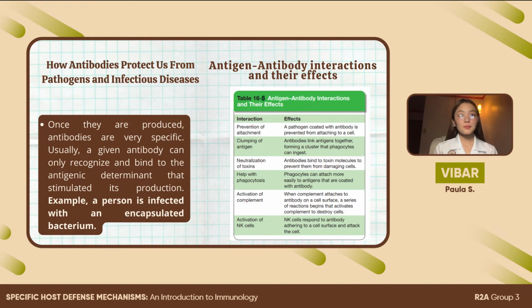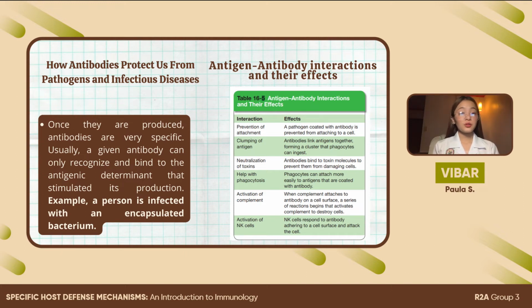That person's immune system responds by producing antibodies against the capsular polysaccharide molecules. The antibodies attach to the capsule. This makes it possible for the phagocytes to bind the encapsulated bacteria. Why? Because the phagocytes have receptors on their surface that can recognize and bind to the antibody molecules. Among other functions, antibodies can neutralize toxins, prevent attachment of pathogens to host cells, and promote phagocytosis.